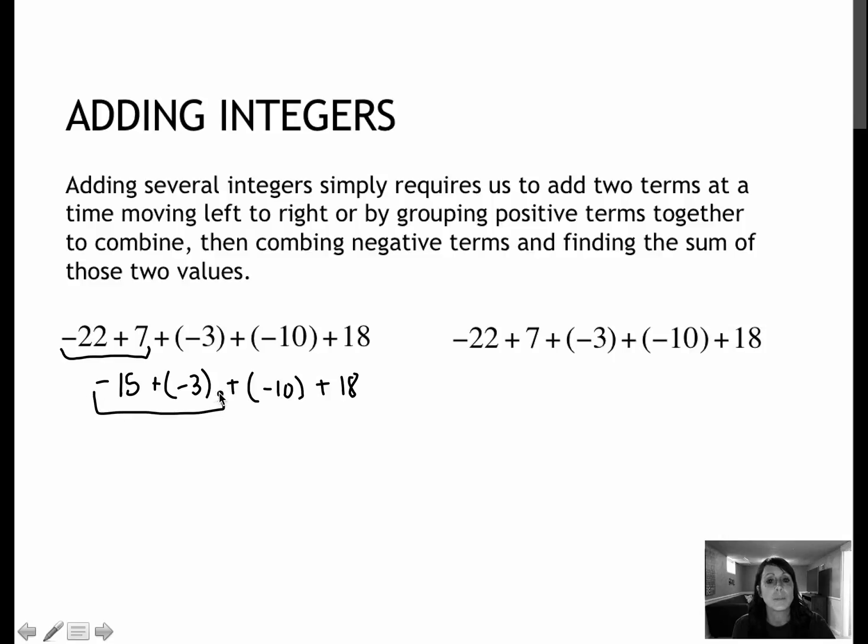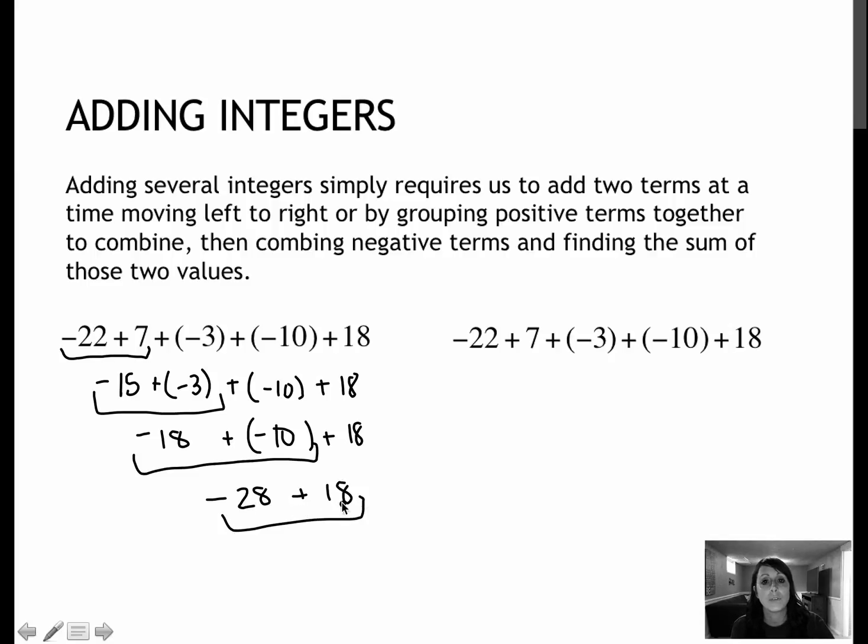Take the first 2 terms and combine them. In this case, that's negative 18. Recopy everything else. Take the next 2 terms, combine them to get, in this case, negative 28. Same sign, I find the sum. And then take the last 2 terms, and if I combine them, they're different signs. I find the difference of 10 and the sign of the bigger number. The exact same question done in another way should still give us negative 10.